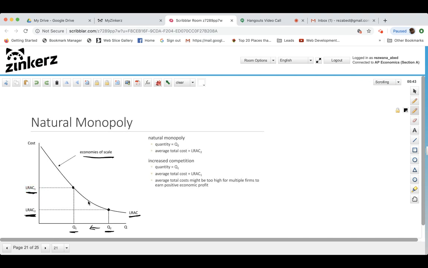So as you can see, it really doesn't make sense for there to be two firms providing this service. It would make much better sense, because long run average cost would be a lot lower if only one firm were operating in this market, because they can achieve massive economies of scale, and their long run average cost is declining everywhere as they increase their quantity.